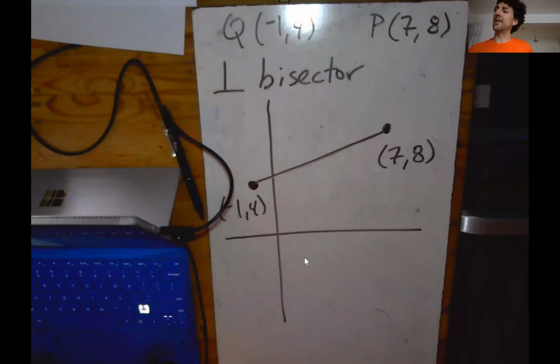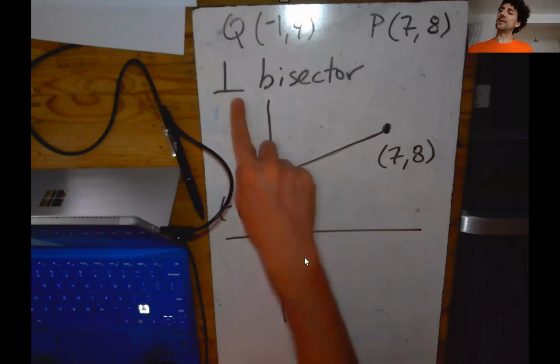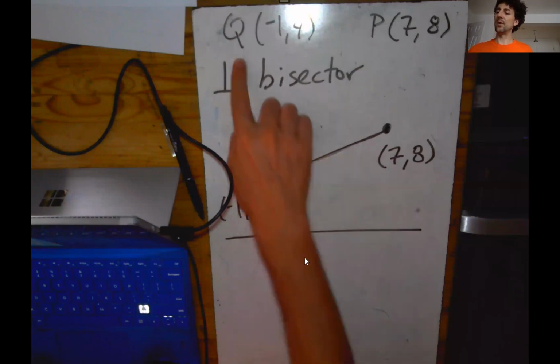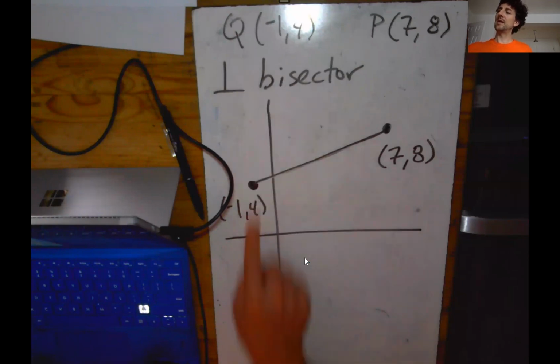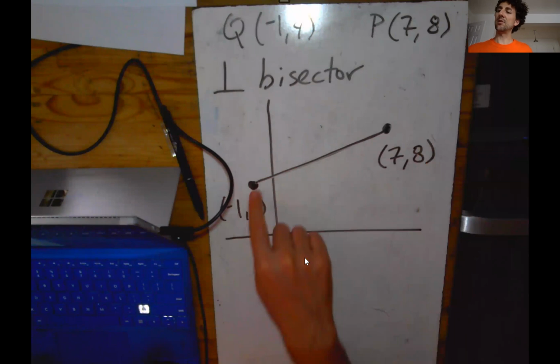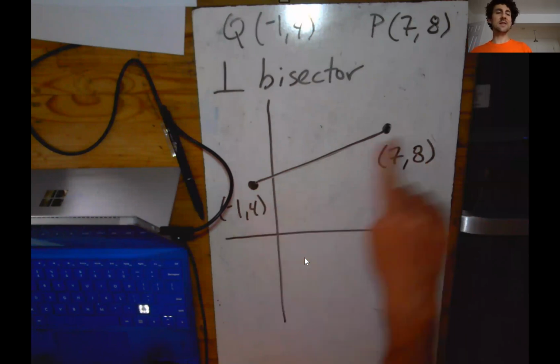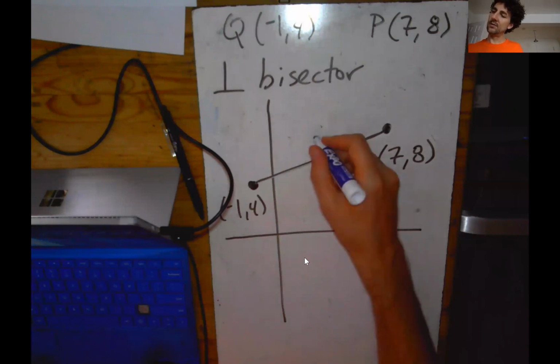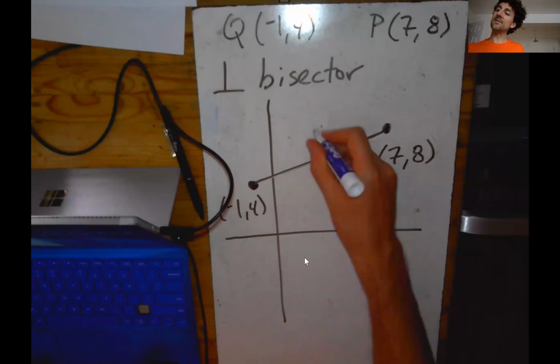We need to find the perpendicular bisector of this line segment from Q at (-1, 4) to P at (7, 8). So you see how this has a positive slope. That means that our bisector, in order to make a right angle, will need to have a negative slope.